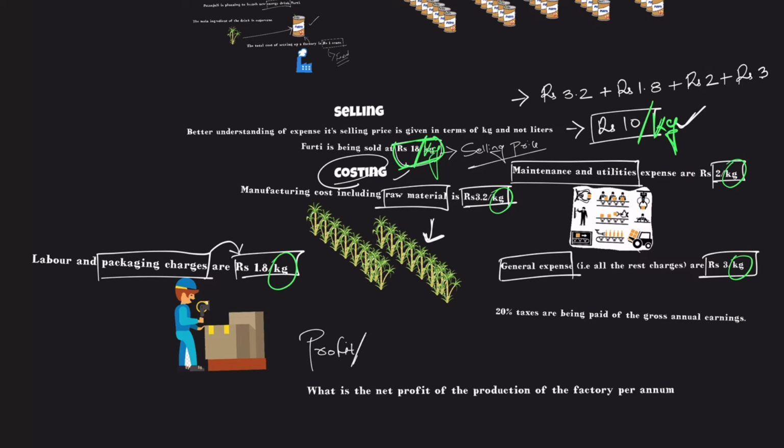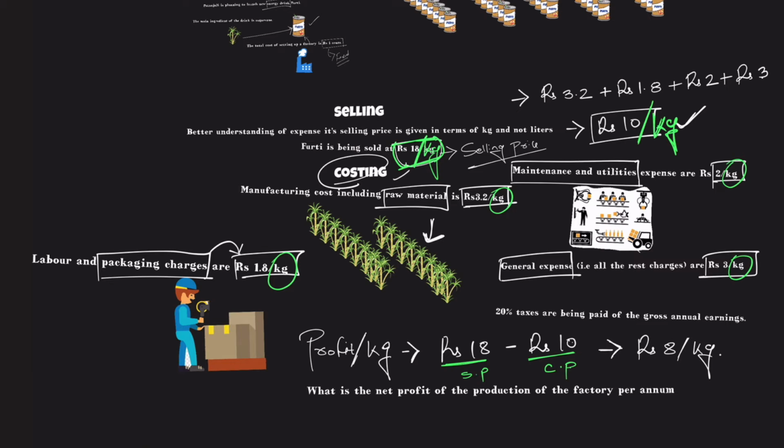The profit per kg will be equal to the selling price, which is rupees 18, minus the cost price. What is the cost price? Rupees 10. So this is rupees 18 minus rupees 10. This simply gives rupees 8 as the profit. Rupees 8 is the profit that I am getting on selling 1 kg of Furti.